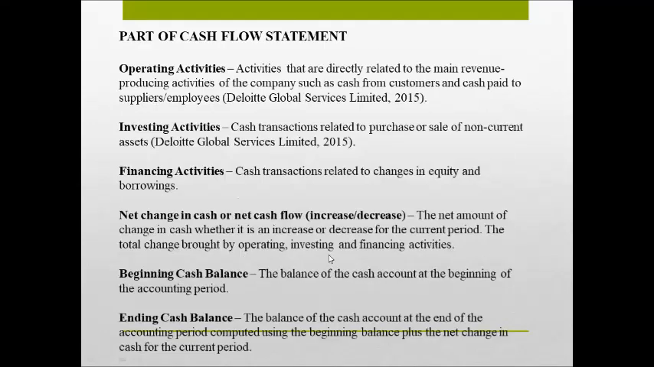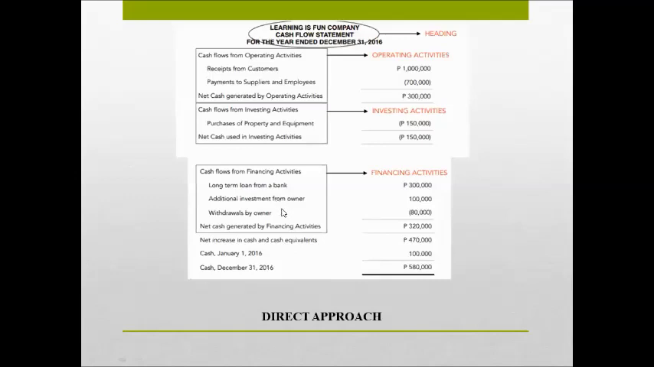So let's go back sa ating cash flow. So we have discussed the operating activities already. So let's have our investing activities. So these are the investing activities. So as you can see, purchases of property, plant, and equipment. Naka-negative siya. Bakit kaya naka-negative siya? Kasi bumili daw tayo ng property, plant, and equipment. So kapag bumili tayo, lumabas yung cash. Diba? Kapag binili natin, magbabayad tayo ng cash. So kailangan i-minus natin sa cash transaction natin.